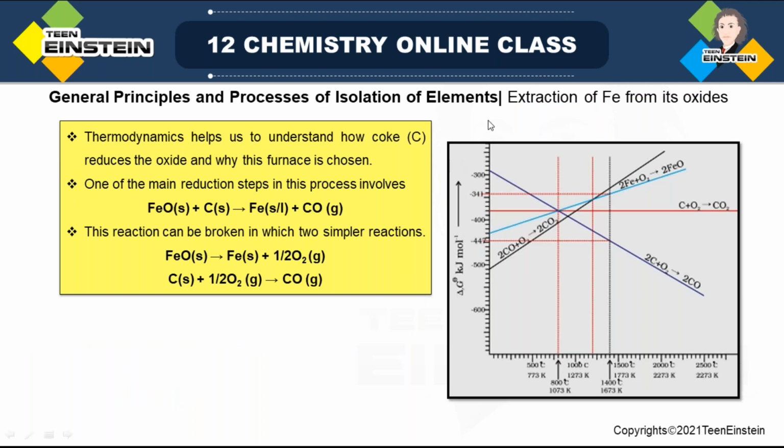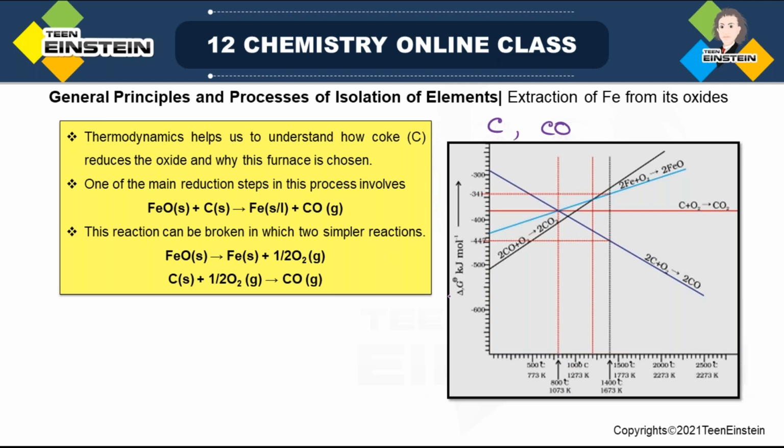Next, extraction of iron from its oxide. Again the same topic, but now why is it different? Here we have the Ellingham diagram. From this Ellingham diagram we can understand that among the reducing agents, there are two types possible. One is carbon, that is coke. Another one is carbon monoxide. Which will be the better reducing agent, and which temperature will be suitable for this reduction?